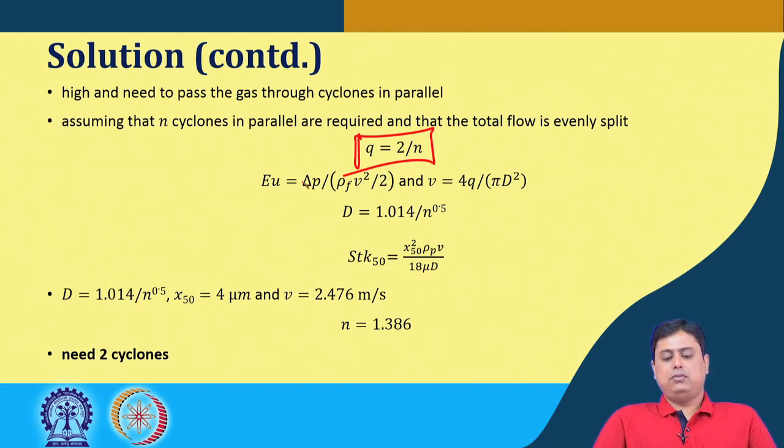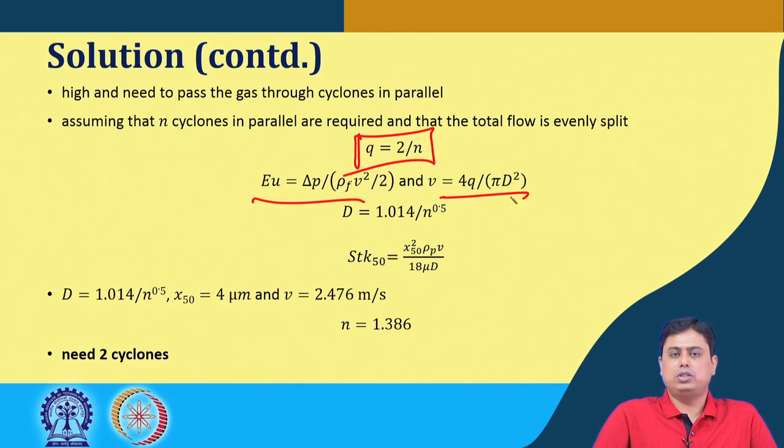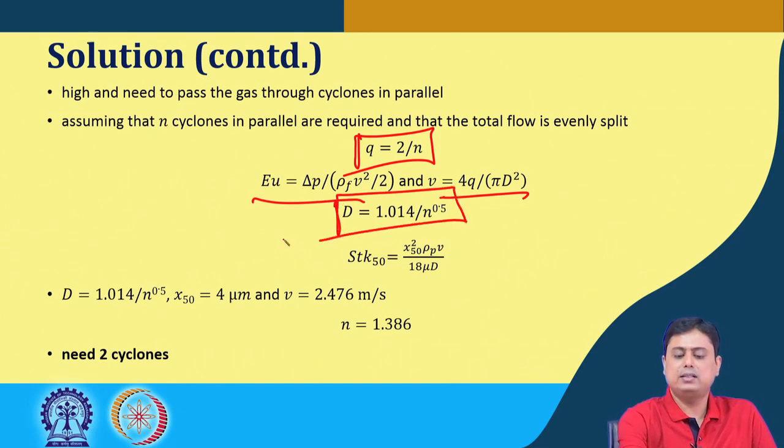So, with this revised flow rate, the same Euler number and the characteristic velocity would remain the same, because that comes from the pressure drop calculations, which is the affordable pressure drop, the provided pressure drop. So, the Euler number remains the same. So, from these two expressions, which remain the same as in the previous calculation, we find that the revised diameter is 1.014 divided by root over n.